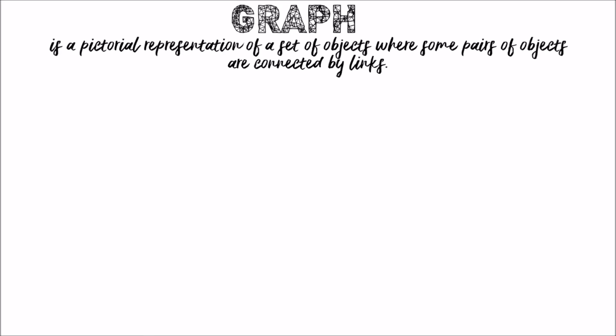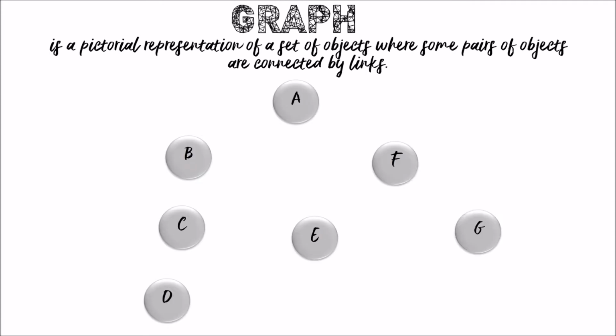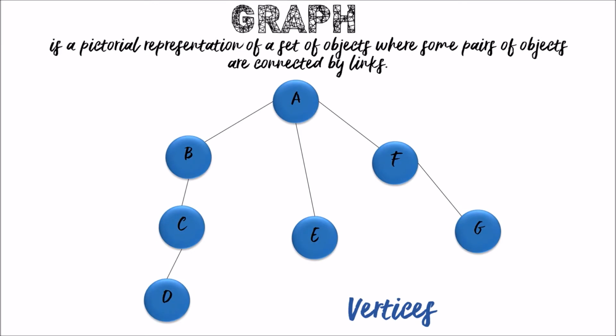So firstly, what are graphs? A graph is a pictorial representation of a set of objects, where some pairs of objects are connected by links. As you can see, these objects are nodes, and they are actually termed vertices. And the links connecting the vertices are called edges.